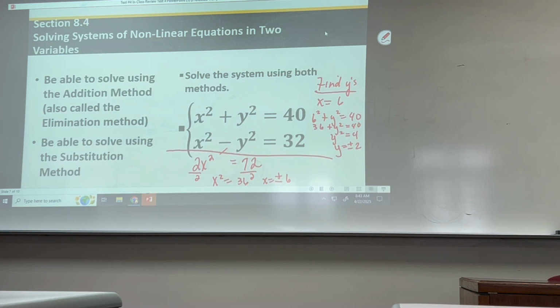So these would be those ordered pairs. When x is 6, we get a positive 2. When x is 6, we get a negative 2. What was the other x? Negative 6. So now let's do the same thing for when x is negative 6. If I plug into the first equation again, that'll be negative 6 squared plus y squared equals 40. You're going to get exactly the same two solutions, aren't you? Because the negative 6 squared is still 36.